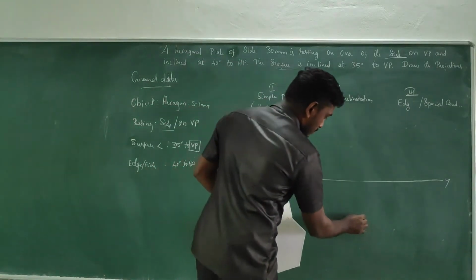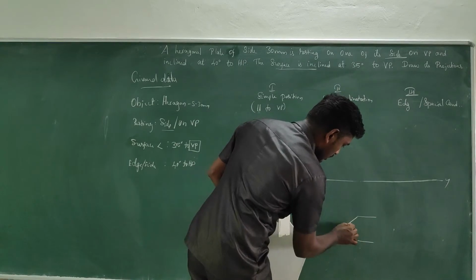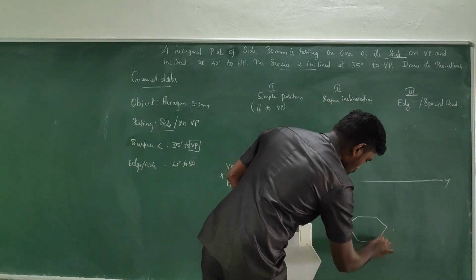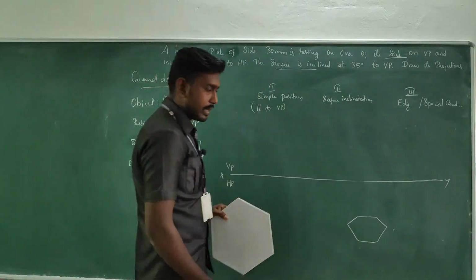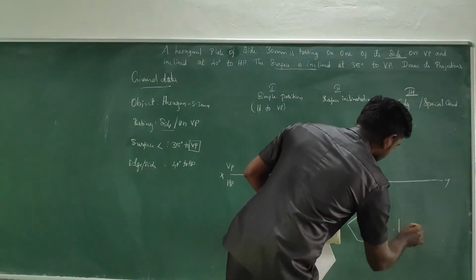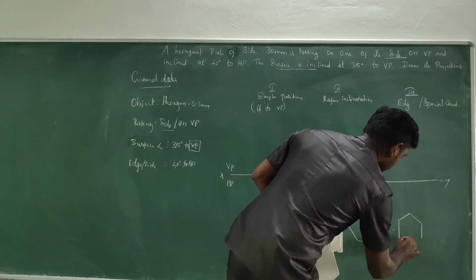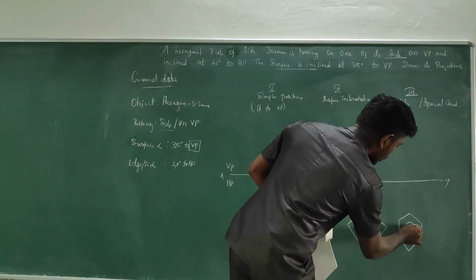While positioning, you must consider the position, because two positions are possible when you come to the hexagon. I can keep it like this as well. I can keep the object like this as well. These two positions can be possible.